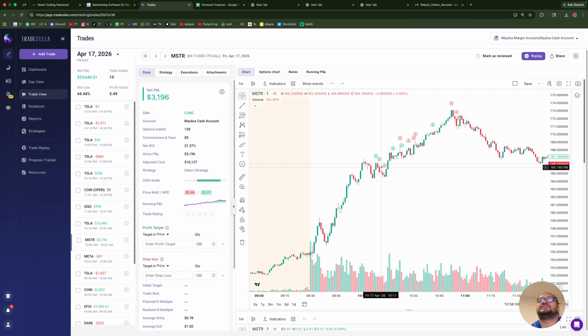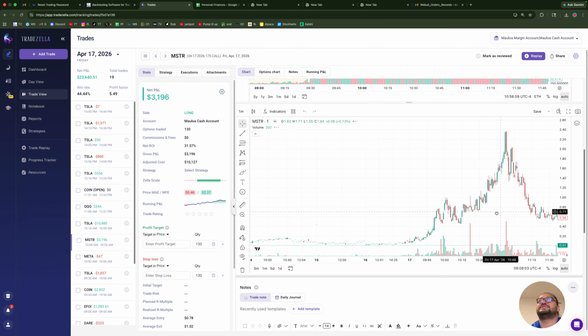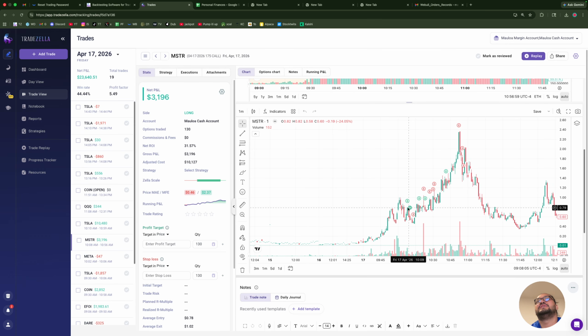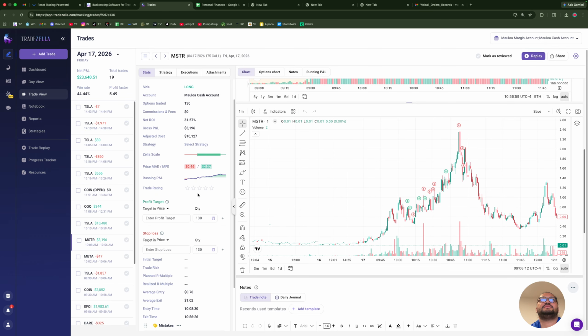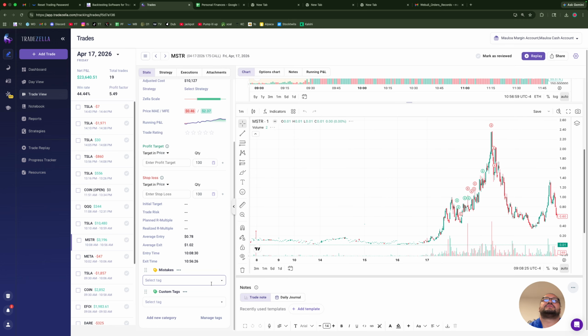So bought a bunch here, sold off, and sold off there. Bought some more, sold. So made 3 grand on that one. Here's the options chain here for this stock. Bought in here, sold here. So I got in at a total of 130 contracts traded. Bought in at 78 cents average price for all my buys, and then sold at about $1.02 for 60 contracts. Made 3,196 for some MSTR calls.